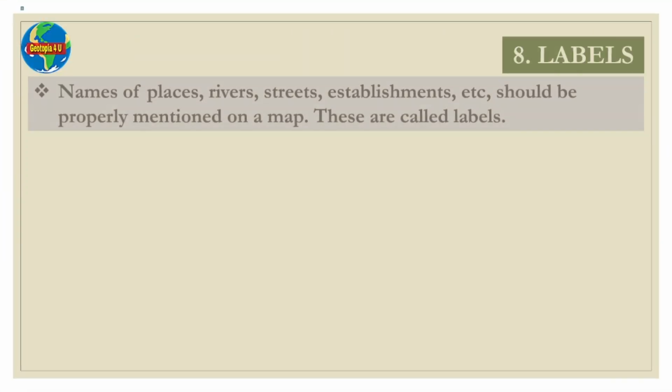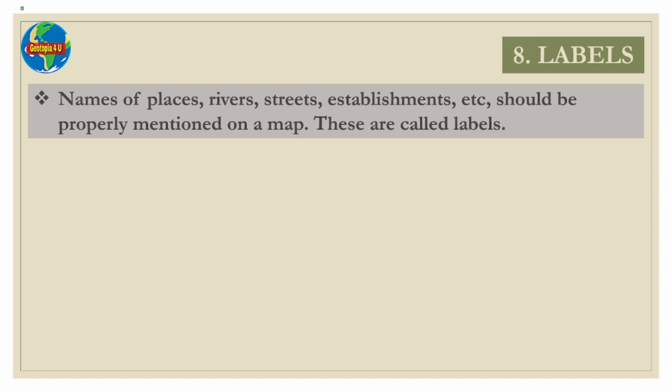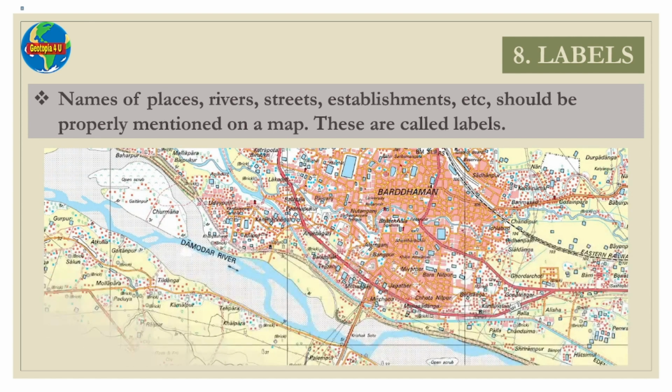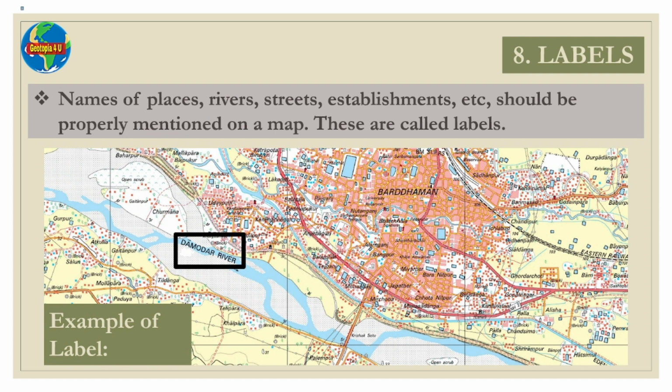Number 8. Labels. Names of places, rivers, streets, establishments should be properly mentioned on a map. These are called labels. In this picture, which is a part of a topographical map, you can see the use of labels which has been highlighted using the black boxes.